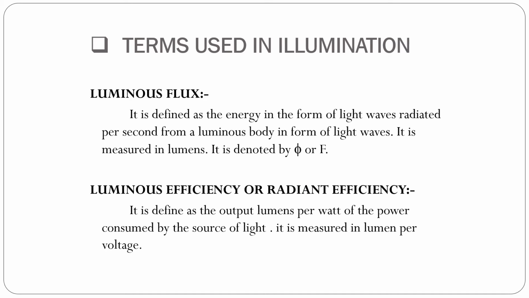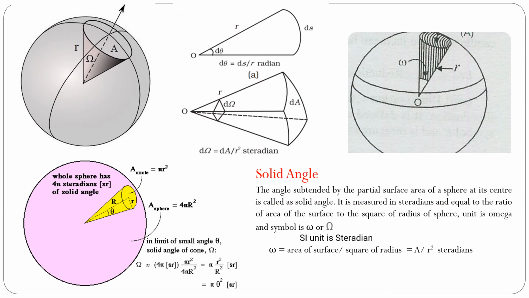Second one, luminous flux. It is defined as the energy in the form of light waves radiated per second from a luminous body, you can say the source of light. It is measured in lumen and denoted by phi or capital F. Third one, luminous efficiency or radiant efficiency. It is defined as the output lumen per watt of power consumed by the source of light. It is measured in lumen per watt.